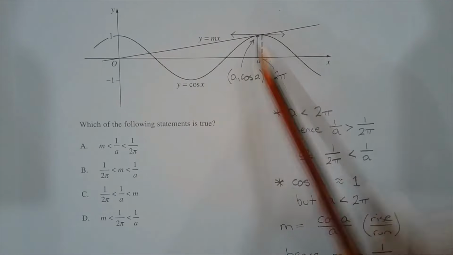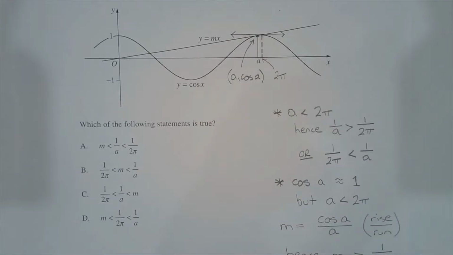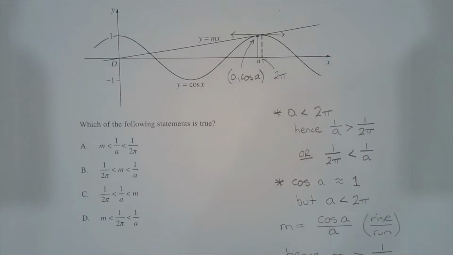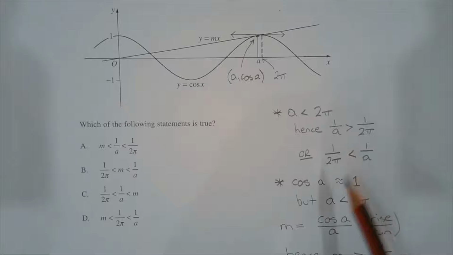That's this point here. Notice that this point occurs before the stationary point where x equals 2 pi. Hence, a is less than 2 pi. Taking the reciprocal of both sides, reversing the inequality symbol, we get 1 over a is greater than 1 over 2 pi, or 1 over 2 pi is less than 1 over a.